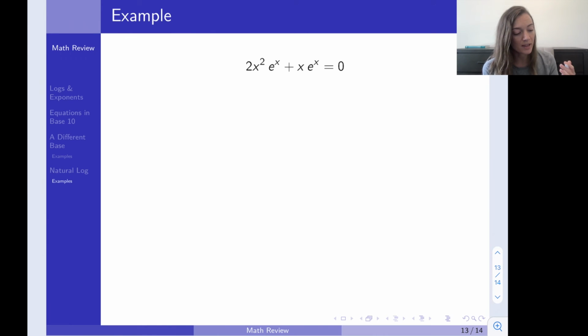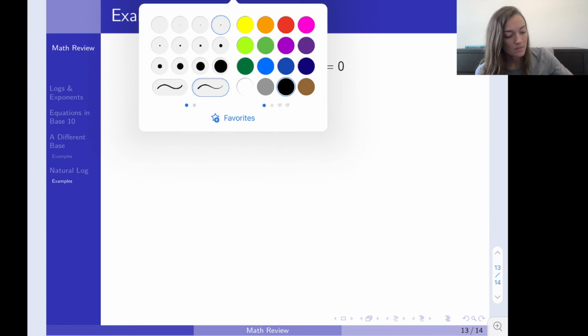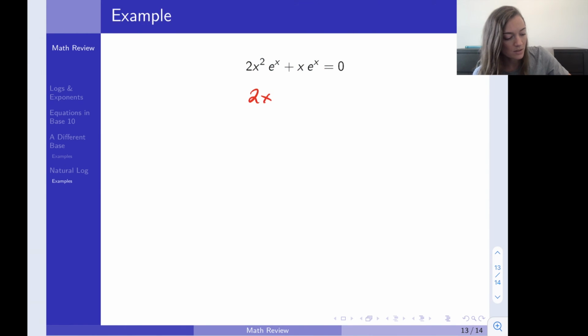Okay, so this one you might look at and be like, okay, there's too many x's, too many exponentials, but there's actually a very simple trick here. So we're going to factor this one just like our last one. We're going to notice that both terms here have an e to the x, so I can factor e to the x out. So I'm going to factor out 2x squared plus x, and then I have e to the x factored out here.